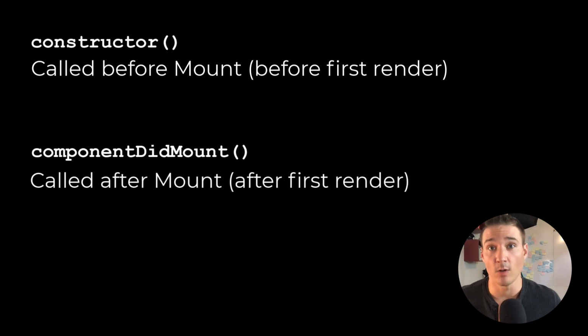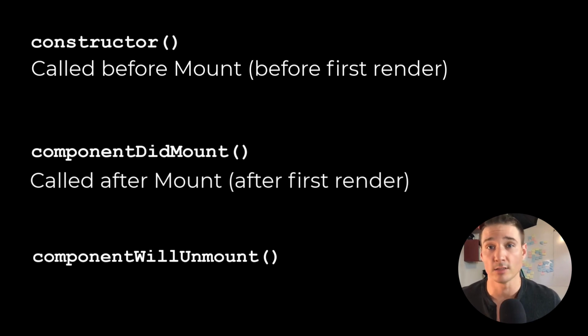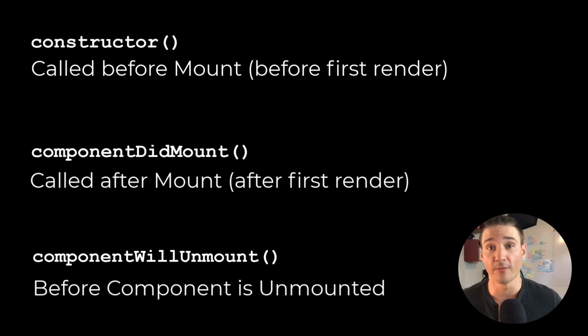The final function I want to mention is called componentWillUnmount, and that function gets called right before a component is removed from the DOM. componentWillUnmount is good for things like cleaning up timers that are attached to a component that's going to be removed. If you don't do that type of thing, you have basically a memory leak.